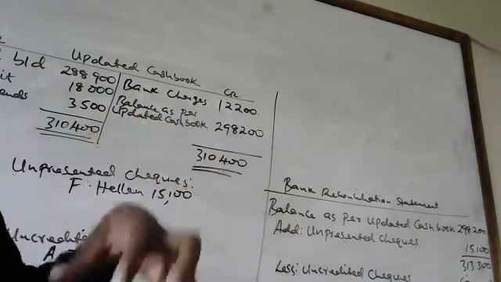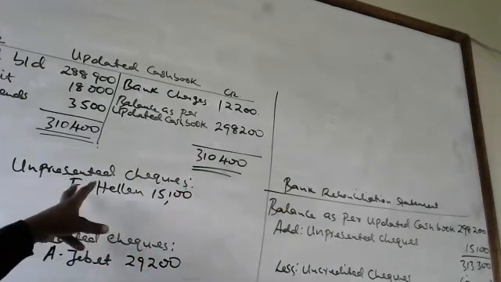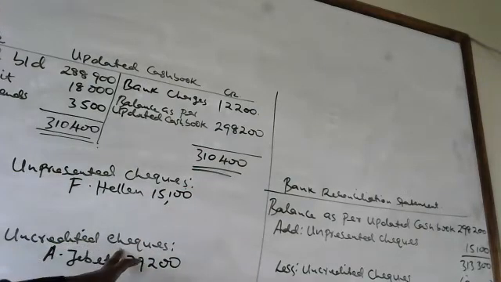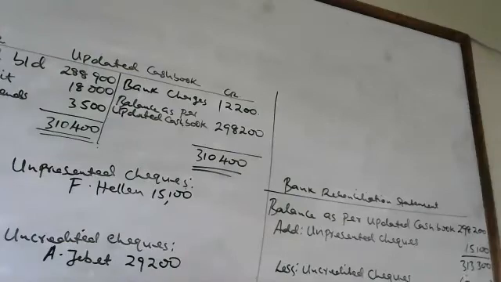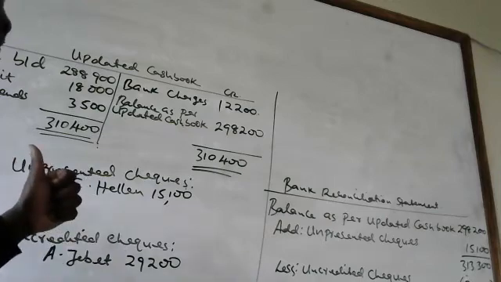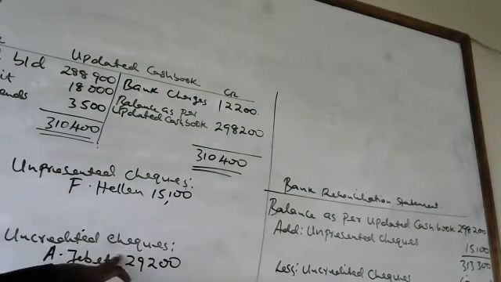But now, how do you identify them? For the uncredited checks, these are the checks you receive. So they are going to be found on the receipt side of the cash book, but they are missing on the credit side of the bank statement. They are on the debit side of the cash book, because that is where we record the receipt, but missing on the credit side of the bank statement, because the debit of the cash book should have the same as the credit of the bank statement.